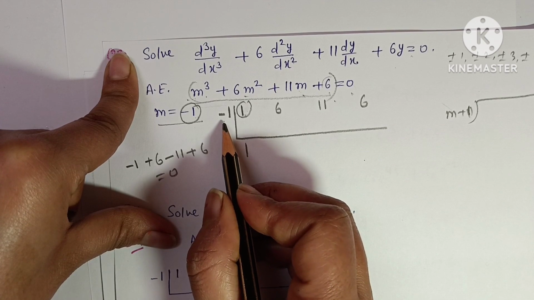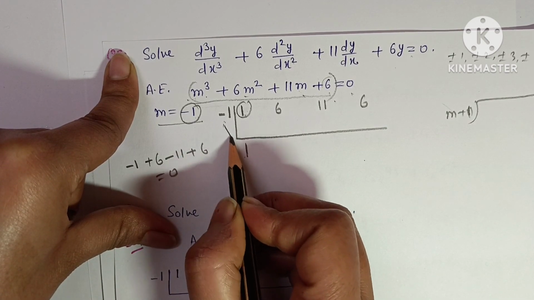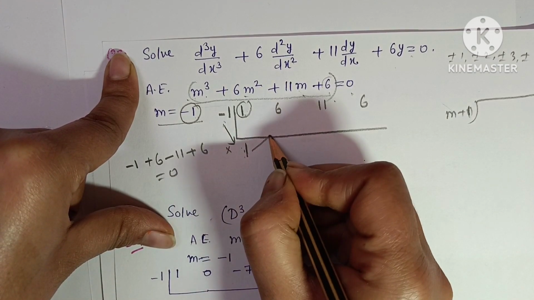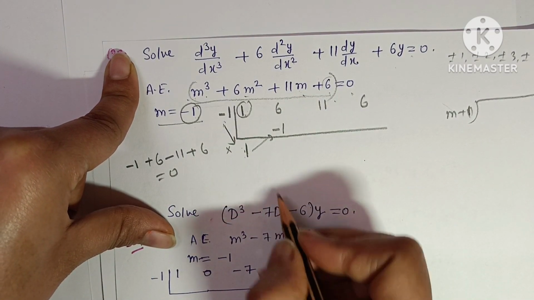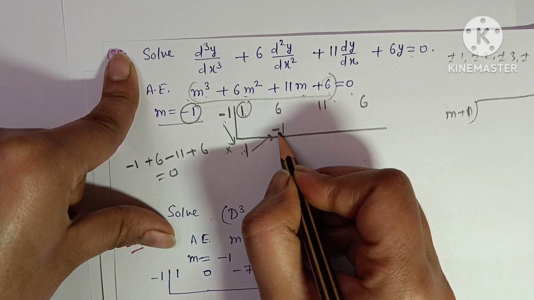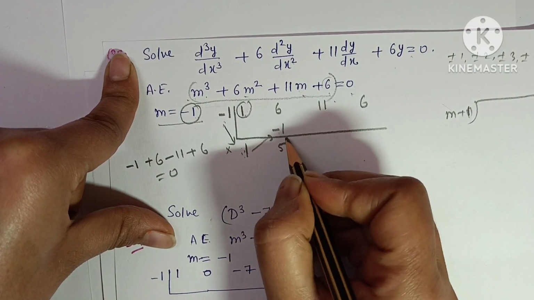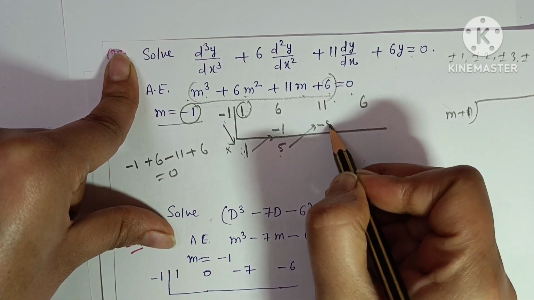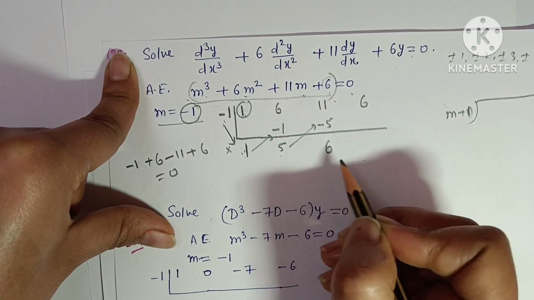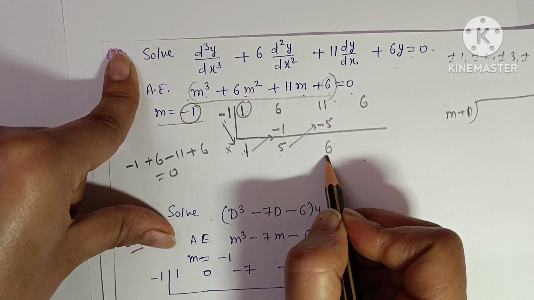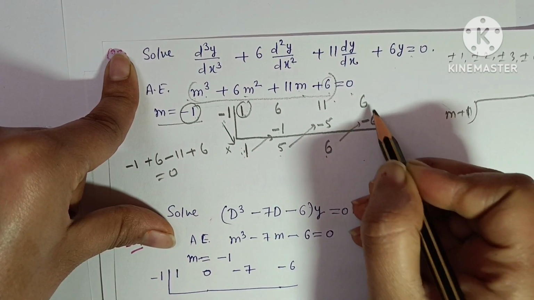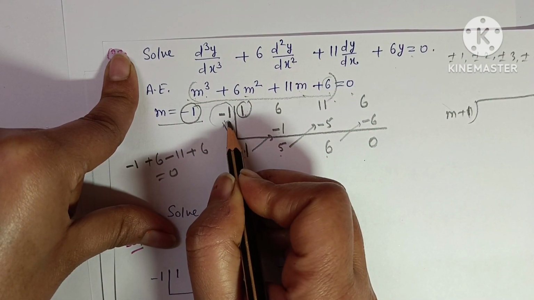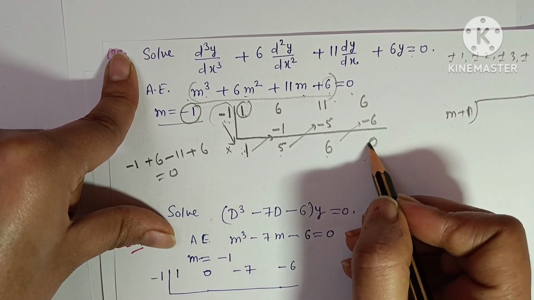Then you have to multiply this -1 and 1. After multiplying both of these, you will get -1, so you place -1 here. Adding these two, you will get 5. Now multiply this -1 with 5, you have -5, so put -5 here. Now add, you get 6. Now multiply this -1 with 6, so you have -6, so place -6 here, and you will get 0. Always you will get 0 here if this root is correct and you are doing it correctly.